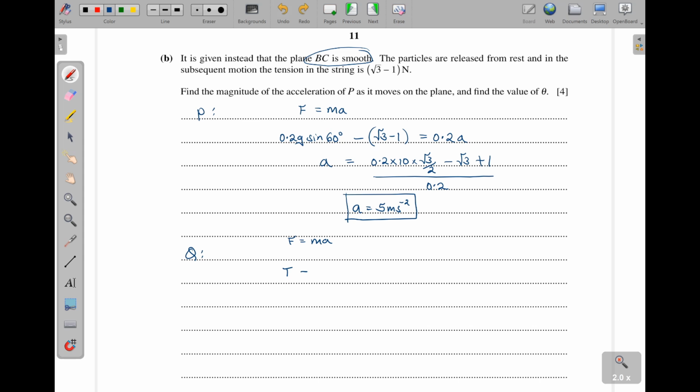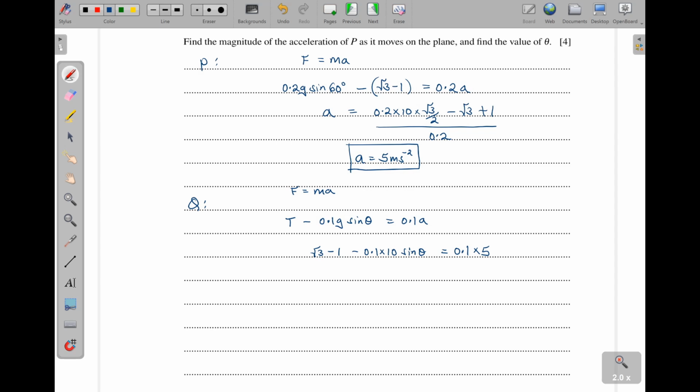That means we shall have now the two forces which are opposing each other. We have the tension and then the mg sine theta. So you shall have 0.1 g sine of theta, which is equal to ma, which is 0.1 then a. So the tension is now given as root 3 minus 1. Then here we shall have 0.1 times 10, which is 1, then sine of theta. Already acceleration, we have gotten it as 5 because it is the same system. So the acceleration for P is the same for Q.